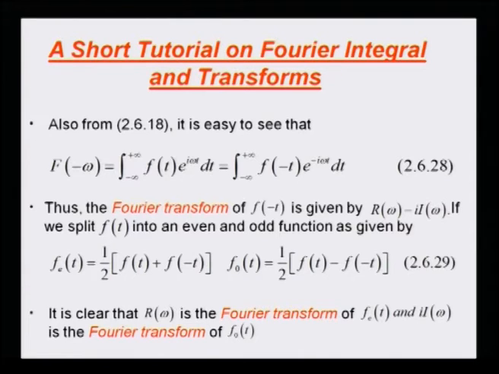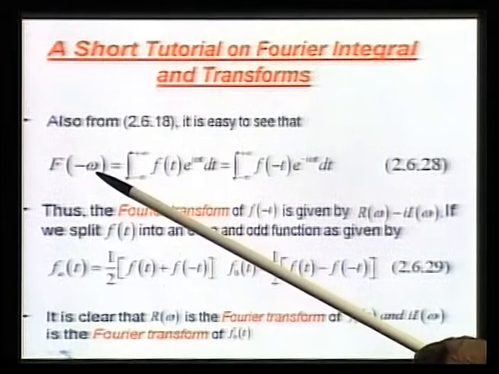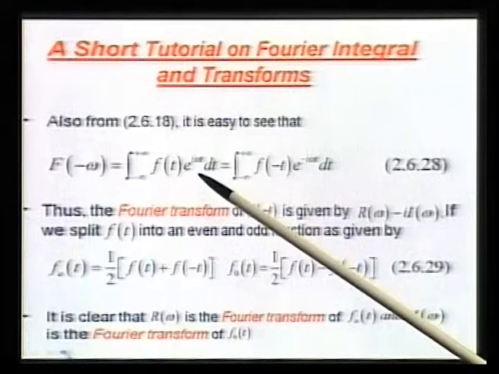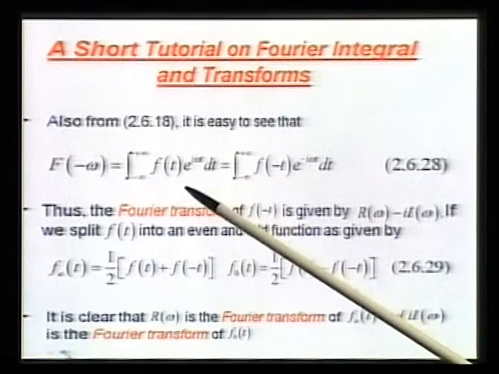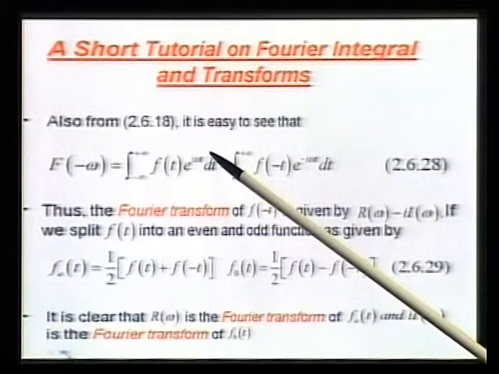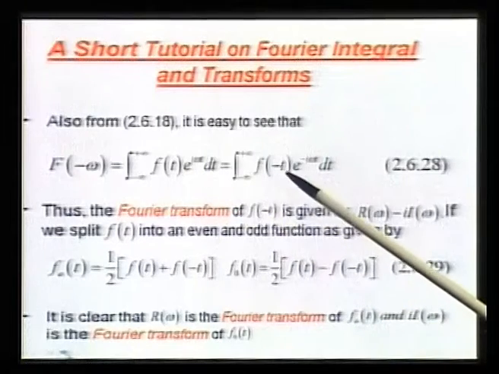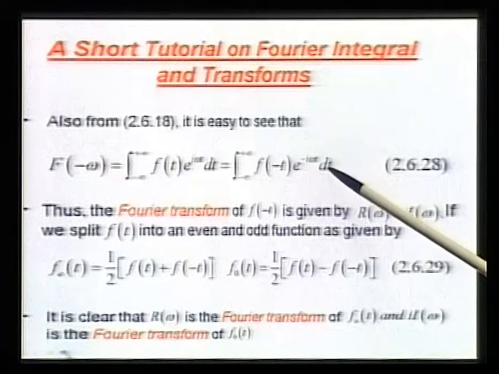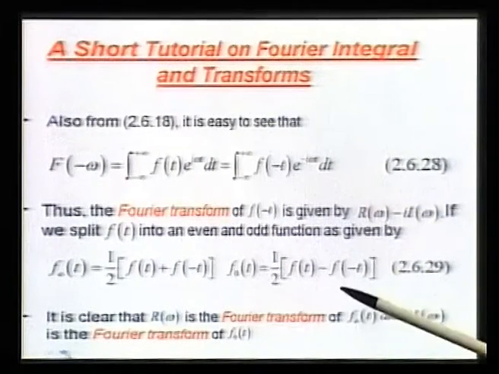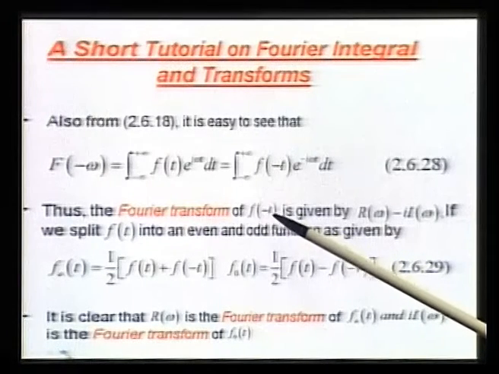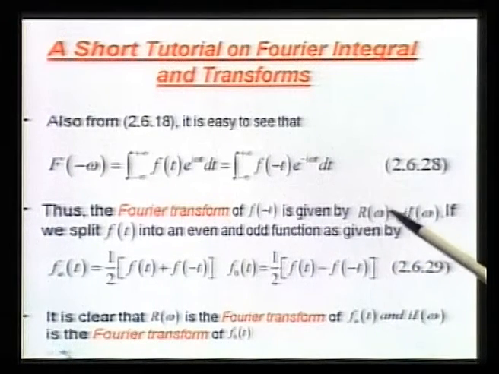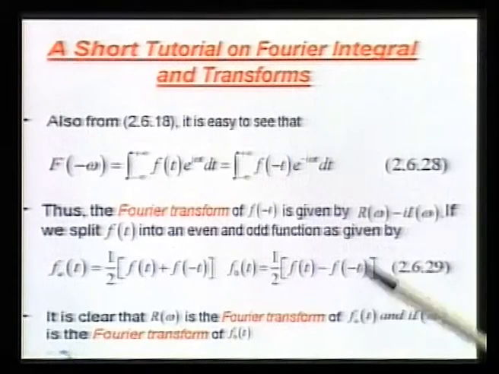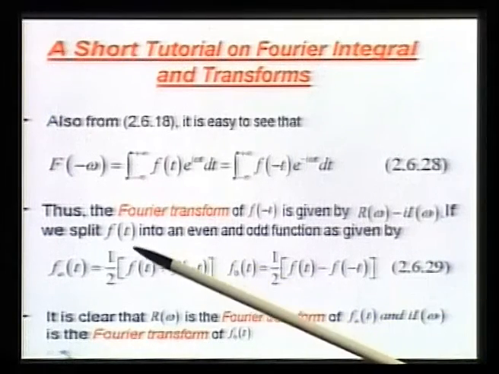Now, we can also see one interesting aspect: if I replace omega by minus omega, then earlier I had e to the power minus i omega t, so it becomes e to the power plus i omega t, and that would be simply nothing but f of minus t e to the power minus i omega t dt. So, the Fourier transform of f of minus t would be given by the complex conjugate of F of omega, right.